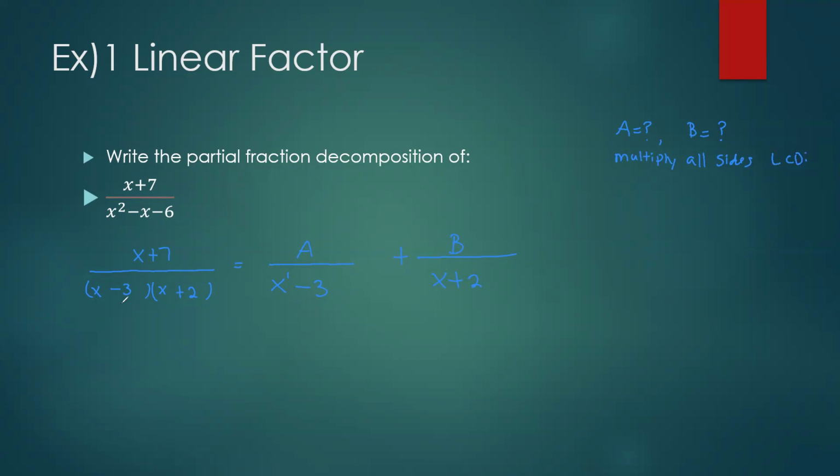We have an x minus 3. On the left side of the equation, we have x minus 3, x plus 2. On the right, we have this and this. So what do you think our LCD is? If you said x minus 3 times x plus 2, you are correct. Okay, so you're going to multiply all three sides by x minus 3 and x plus 2.